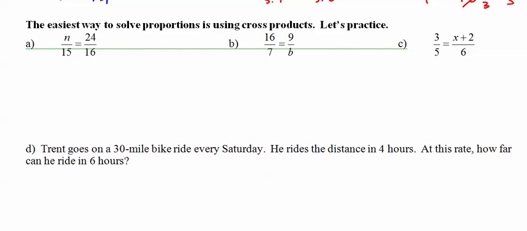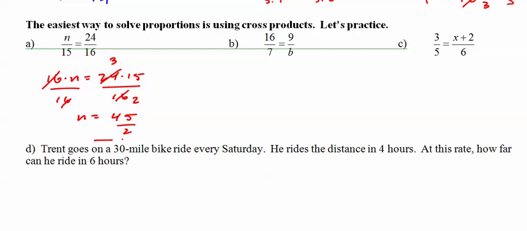So the easiest way to solve proportions is using cross products. And I've had students call it the Jimmy Neutron, because you're just going to multiply those two. 16 times n equals 24 times 15, divided by 16. N equals, let's reduce, 3, 2, 45 over 2. And that is really the whole lesson today. If you can do that, you're in good shape.